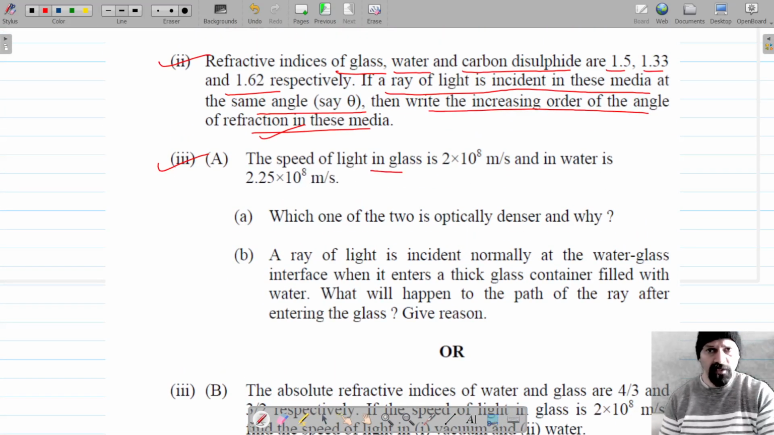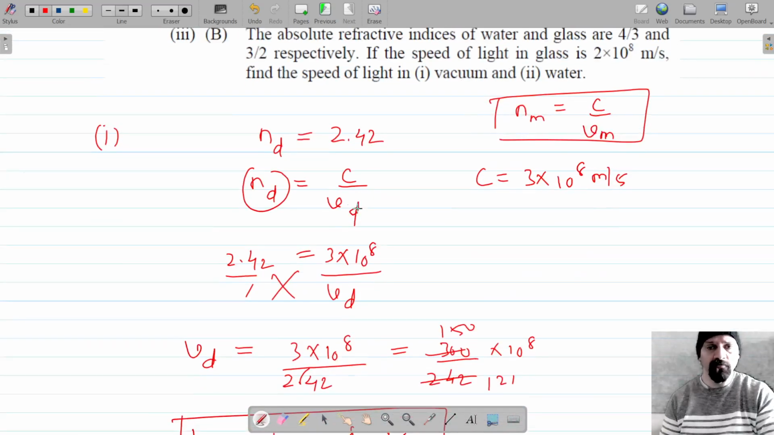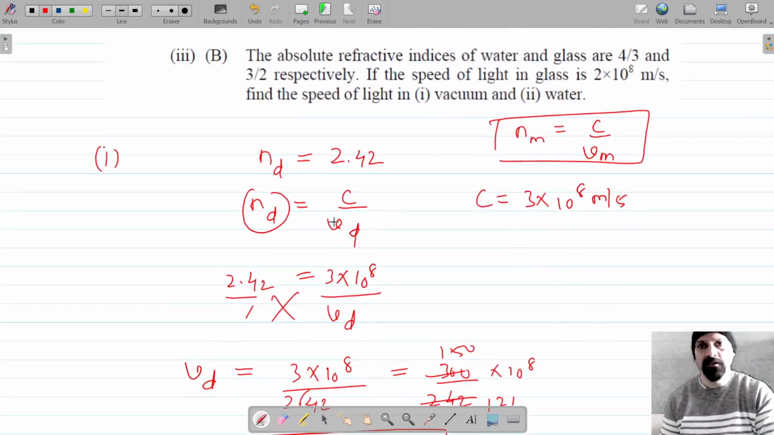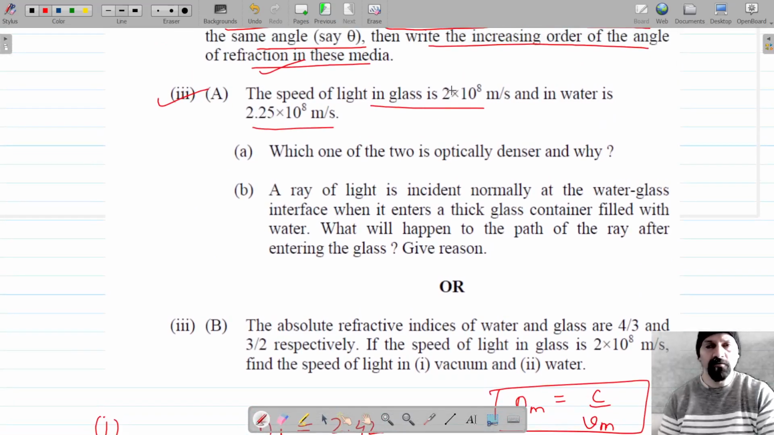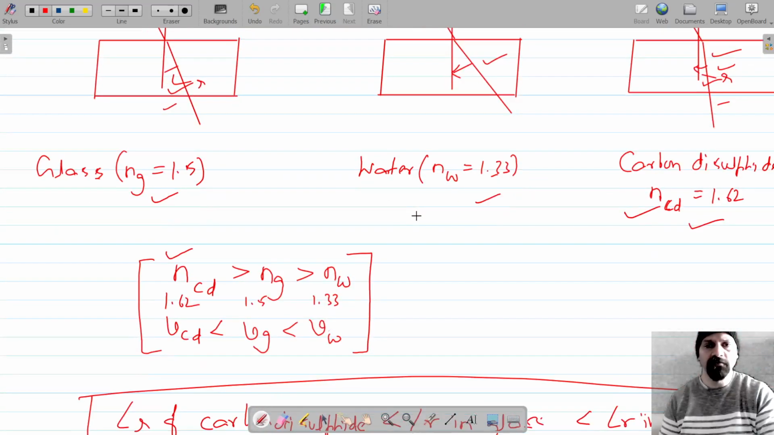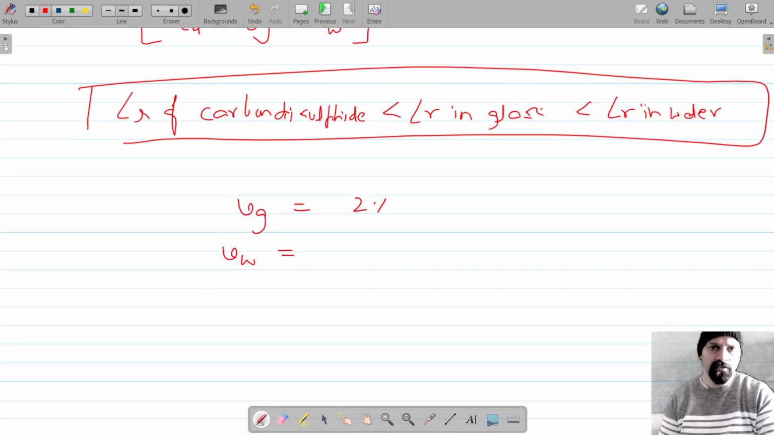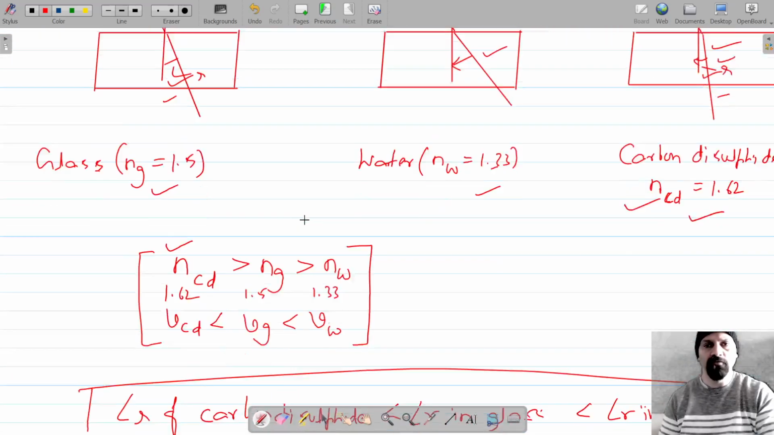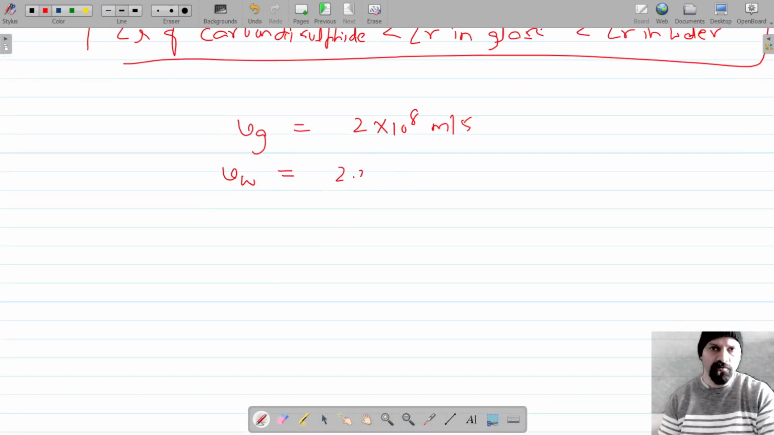Now the fourth one: the speed of light in glass is this, and the speed of light in water. Glass is the medium, and the speed of light in water is given. The more the speed of light, the less the refractive index. So 2 into 10 raised to power 8 meter per second is the speed of light in glass, and the speed of light in water is 2.25 into 10 raised to power 8 meter per second.